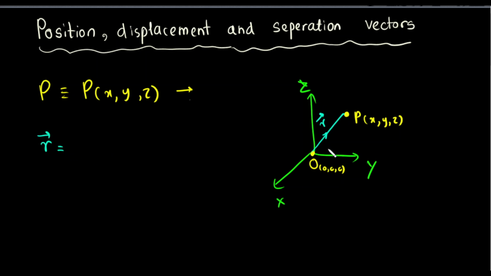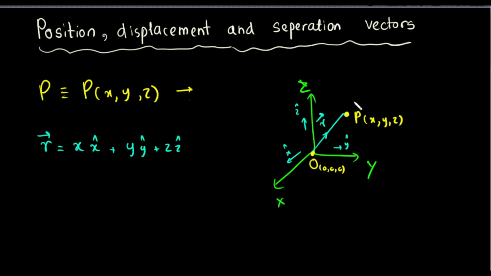Now this R vector can be written in terms of these position coordinates. We have the x coordinate in the direction of x hat, and we have the y hat direction. These are unit vectors actually. So we can present the R vector in terms of x hat, y hat, and z hat. So this is my position vector.